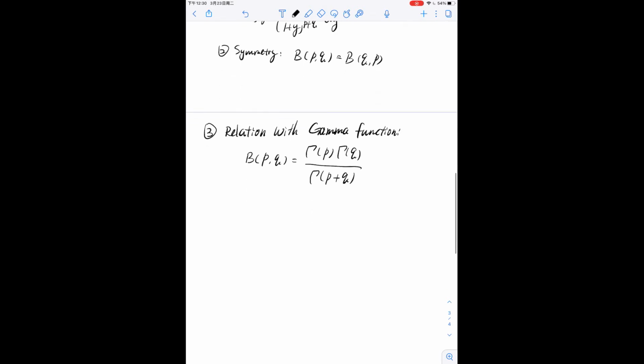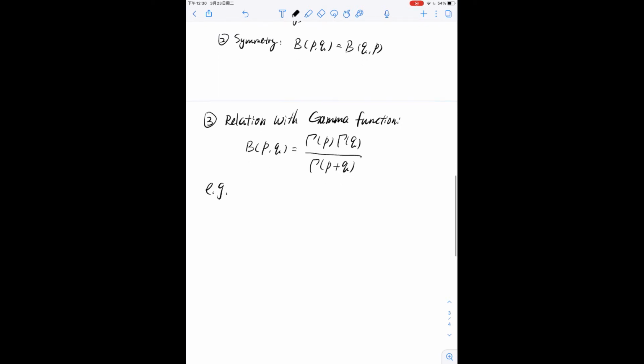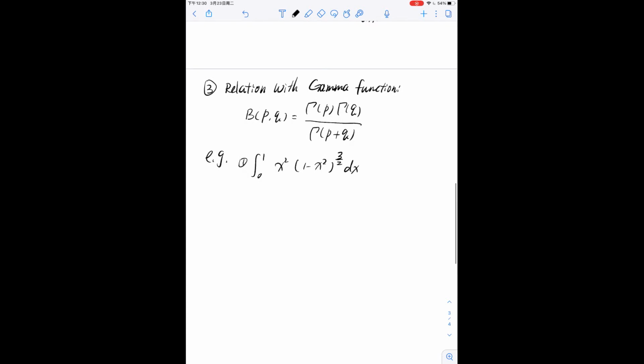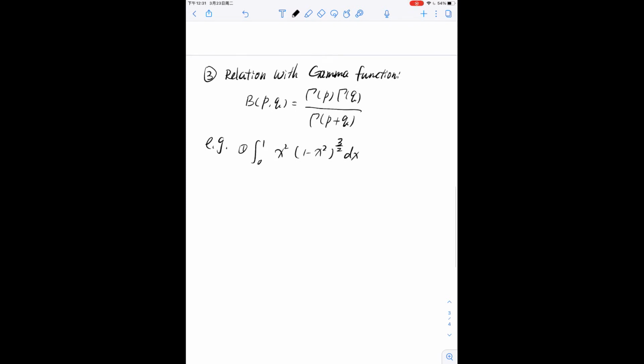Okay, now let's look at some examples. For example, like this: the integral from 0 to 1 of x squared times (1 minus x squared) to the power of 3 over 2. For this, we can first use a change of variable because there is x squared inside the bracket, which makes it hard to represent in the gamma function's form. So we use a change of variable.